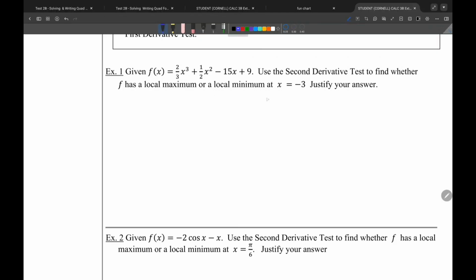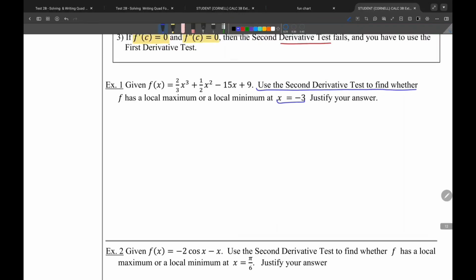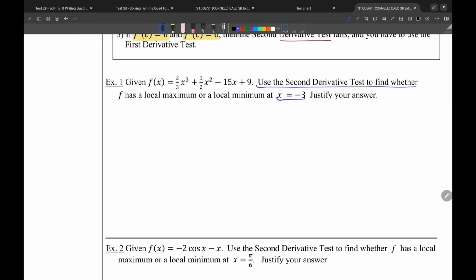So we've got this function, and we're going to use the second derivative test to find whether f has a local maximum or a local minimum at x equals -3. So that's our c value from our definition, right? We're trying to figure out what's going on. So the first thing that we have to do if we're going to use the second derivative test is we have to take a first derivative.